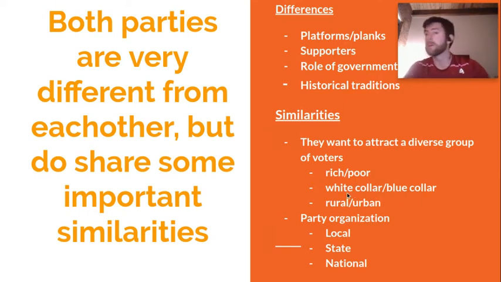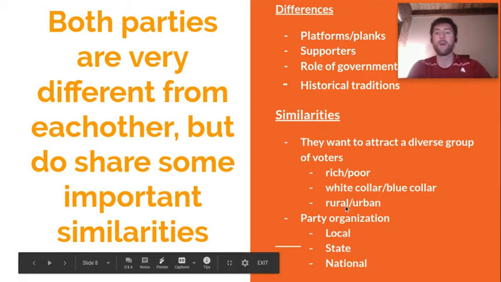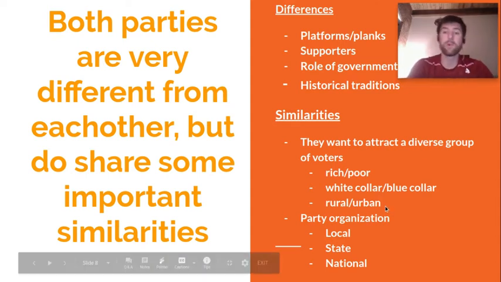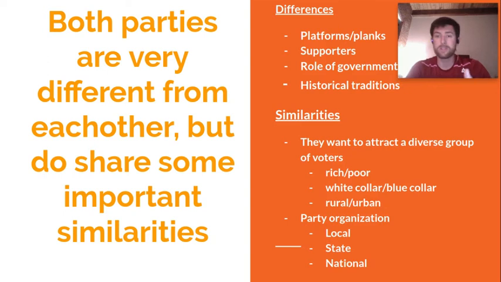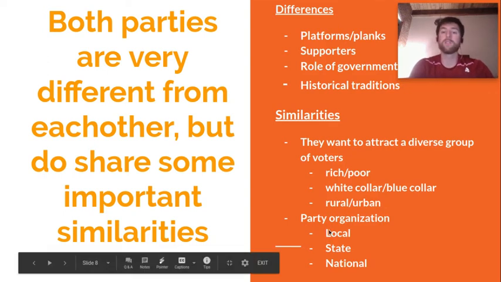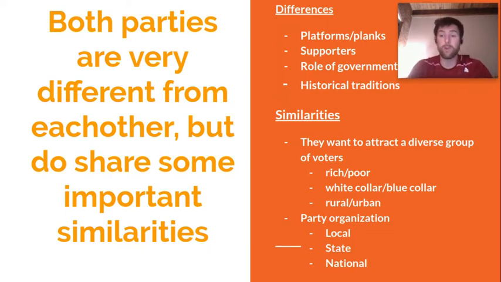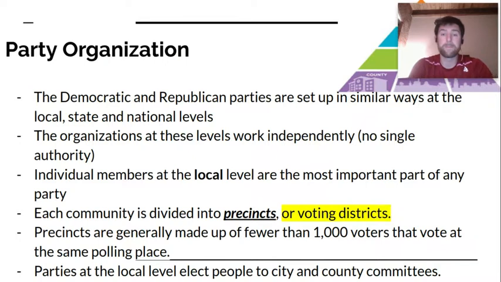White collar, think doctors, lawyers, pharmacists, people like that. Blue collar, you tend to think of people that work with their hands more, work longer hours, more manual physical labor. People who live in rural environments, in the woods, away from everybody. People who live in urban environments like cities. They're also very similar in the way they're organized. Local, state, and national level of organization for both parties is very similar.